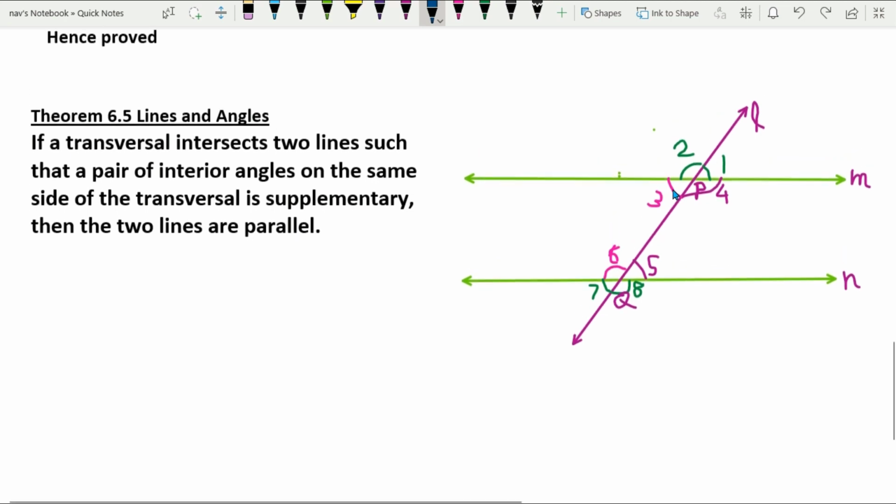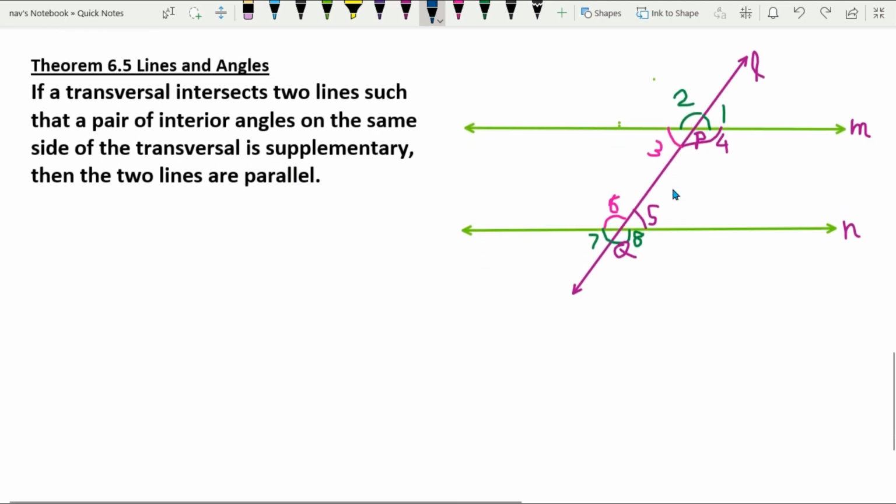So what are interior angles? Interior angles are those angles formed between these two lines. So angle 3, angle 4, angle 5 and angle 6. These four angles are enclosed between these two lines, inside these two lines M and N.